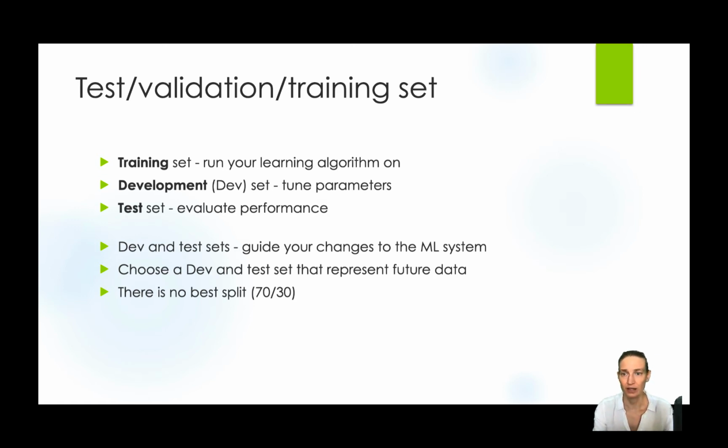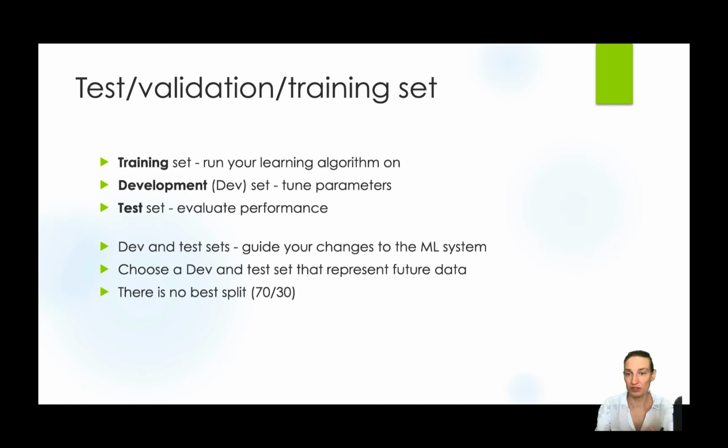So the dev and the test set is what guides changes and improvements to your machine learning system. It's important, hence, that you choose a dev and a test set to represent the future data that you want your model to actually work on. There are many strategies for splitting your data sets, and there is just no best split. Lots of people use 70% training, 30% test.